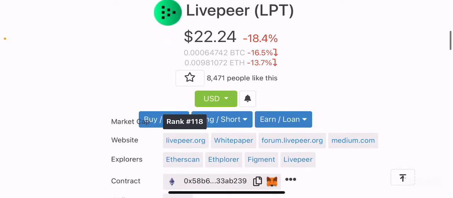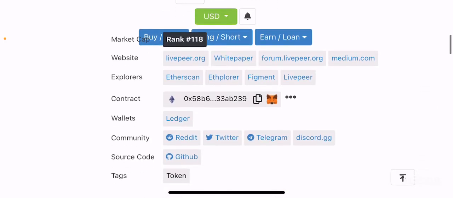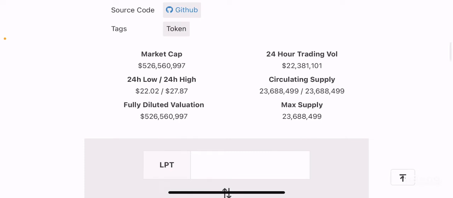But for others, this token is currently trading at $22, so it may be on the expensive side for people who want to hold a large volume of tokens. They may find this token a little bit more expensive. But it's still in a dip zone, with an 18.4% dip in the past 24 hours. The market cap is around $526 million. Despite being around for quite some time since 2017, the market cap is still less than $1 billion.